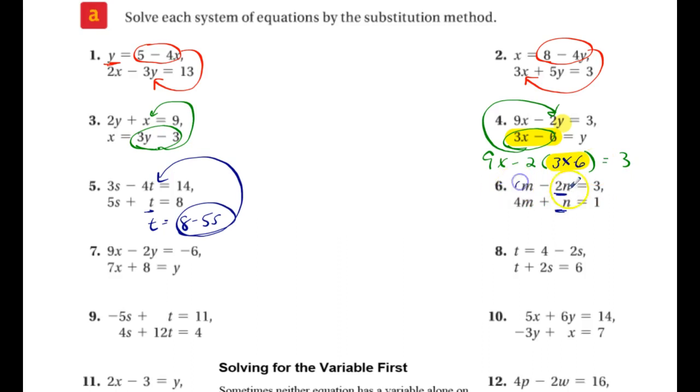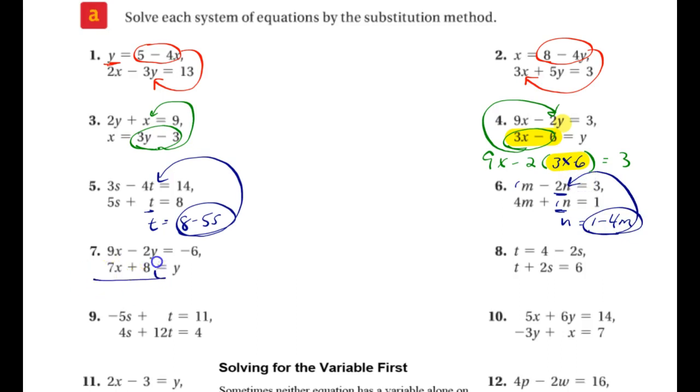So always look for a leading coefficient of 1. That's the easiest thing. I'm going to solve for the bottom n. You can use the top m if you'd prefer. But the bottom n, if I subtract off 4m, and then I'll plug in to the top.